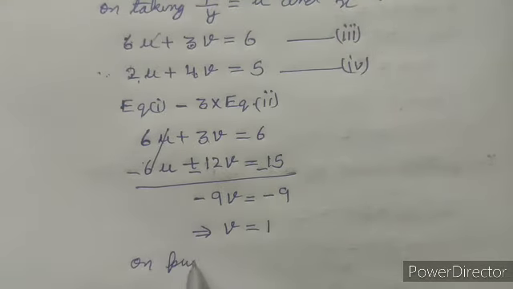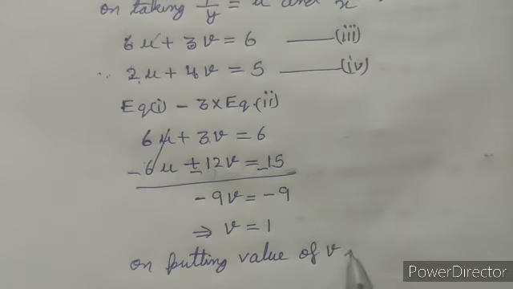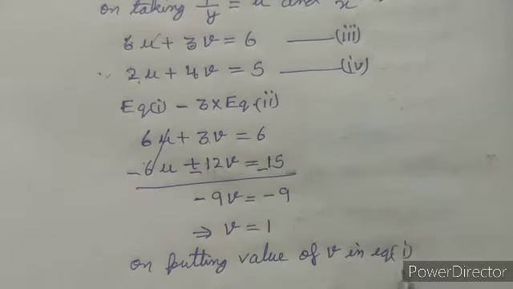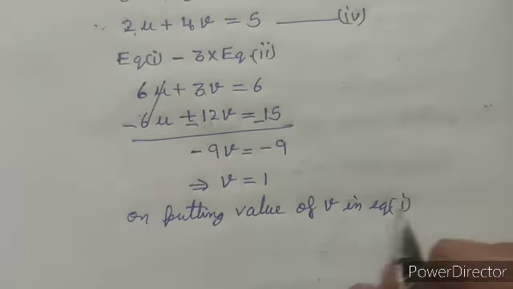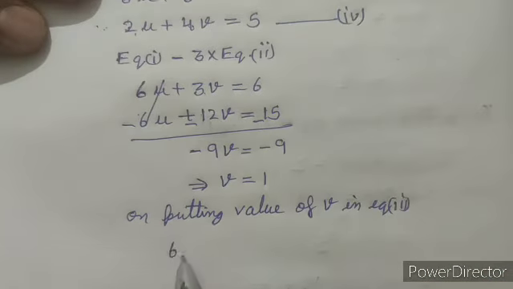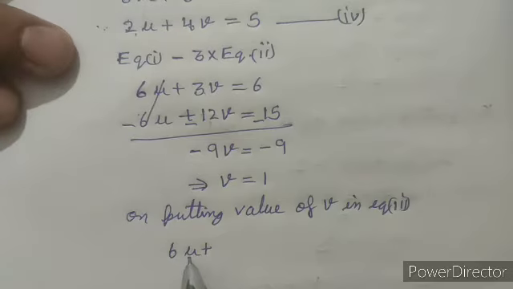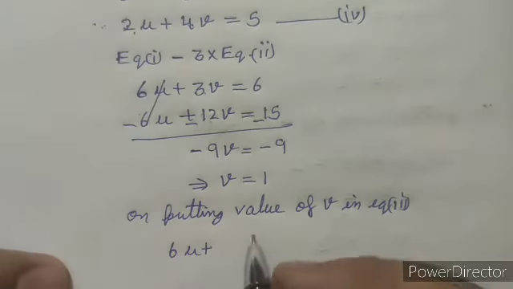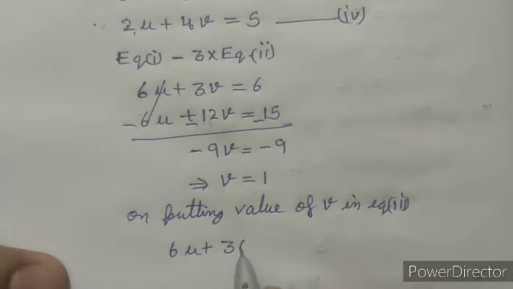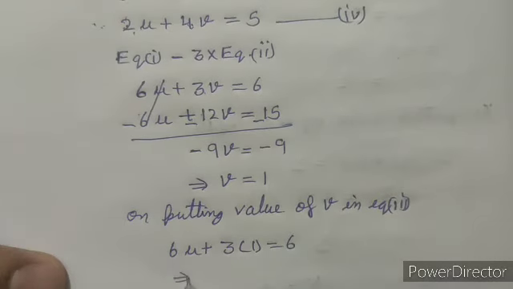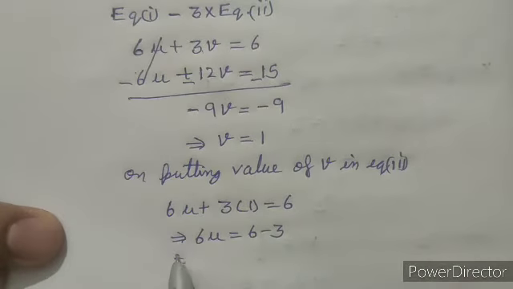Now on putting the value of v in equation third, we will get 6u plus 3v equal to 6. So 6u plus 3, v was 1, equal to 6, and that will be 6u equal to 6 minus 3. And that will give us u equal to 3 by 6, or you can say that equal to 1 by 2.